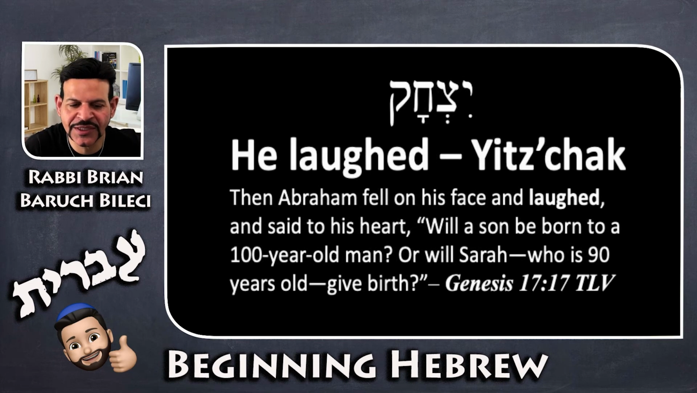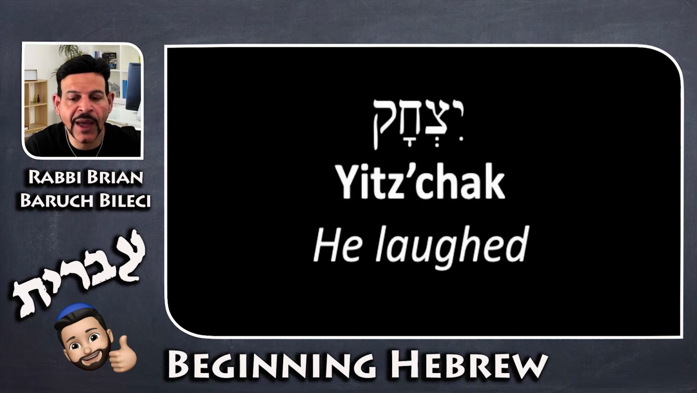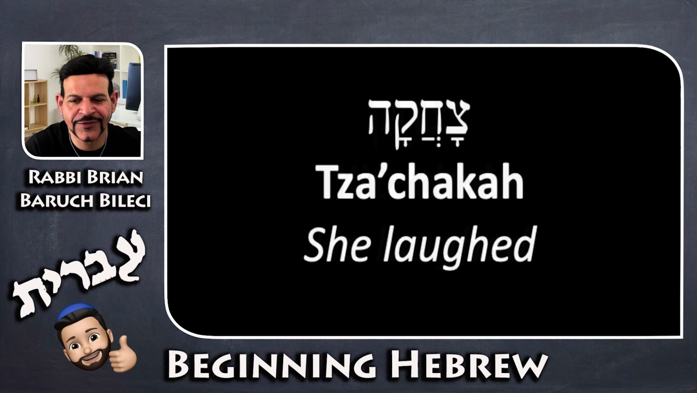Why? Because Genesis 17:17, Abraham fell on his face and laughed and said in his heart, will a son be born to a 100-year-old man? Or will Sarah, who is 90 years old, give birth? So the actual name of Isaac is Yitzhak. He laughed. Not she laughed. So even though Sarah did laugh, it was Isaac that laughed.